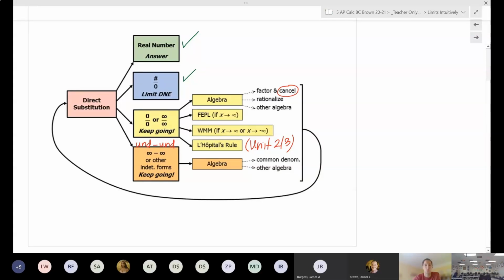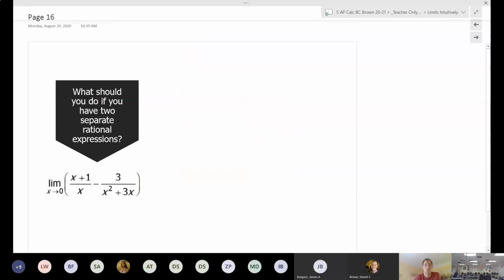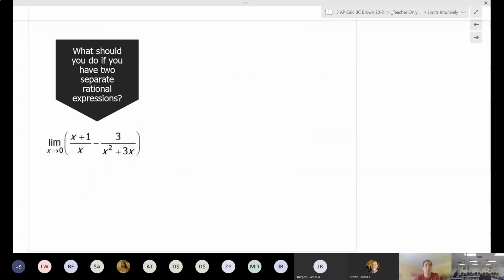To finish out the notes, the first example I wanted to give is an example like this that asks, what should you do when you have two separate rational expressions? So I have the problem, the limit as x goes to 0 of x plus 1 over x minus 3 over x squared plus 3x.